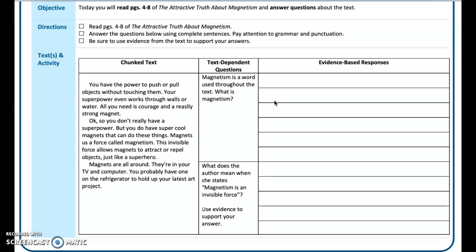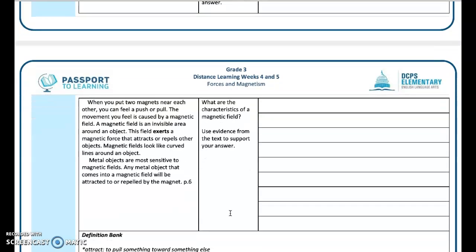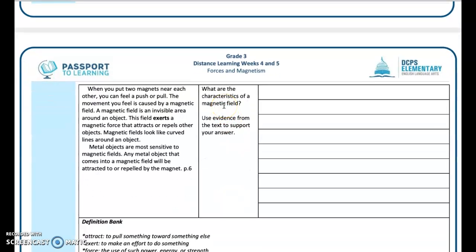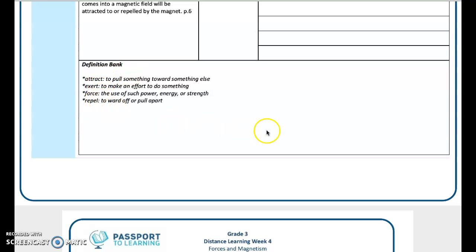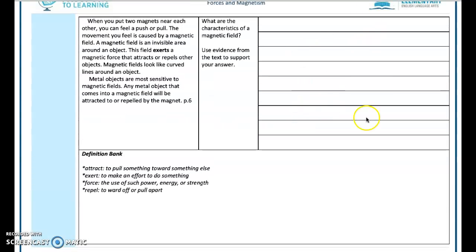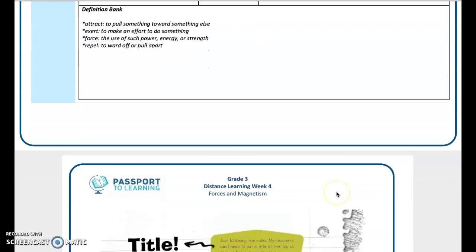Yeah. We're going to talk about this a little bit more later. What are the characteristics of a magnetic field? Use evidence from the text to support your answer. Make sure that you're referring to your text on the side to help you answer in complete sentences on this side. And here's your definition bank to remind you of important words you should be using when answering your questions.